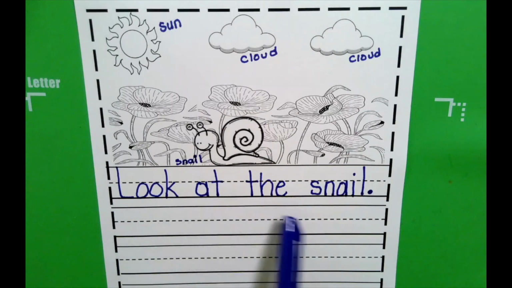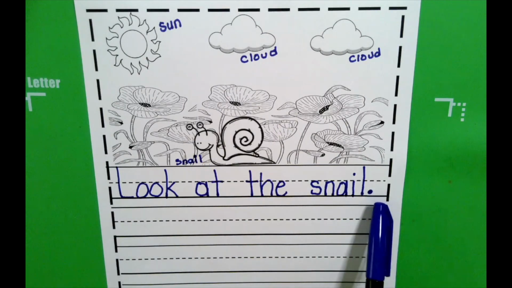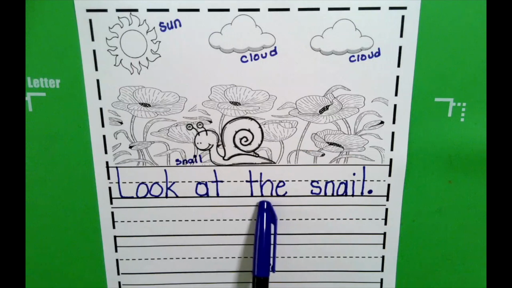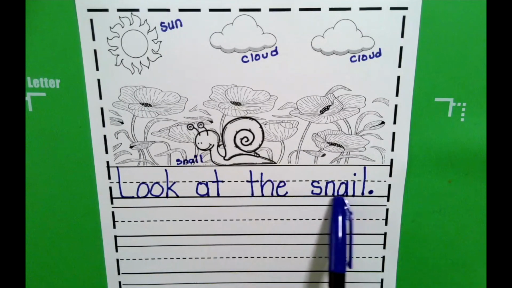Look at the snail. We started the sentence with the uppercase letter. We ended the sentence with a period. Let's count how many words are in this sentence. 1, 2, 3, 4. It took 4 words to write this sentence. Okay, we're off to a good start.